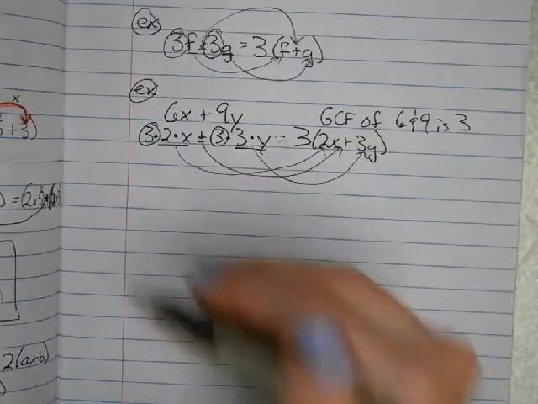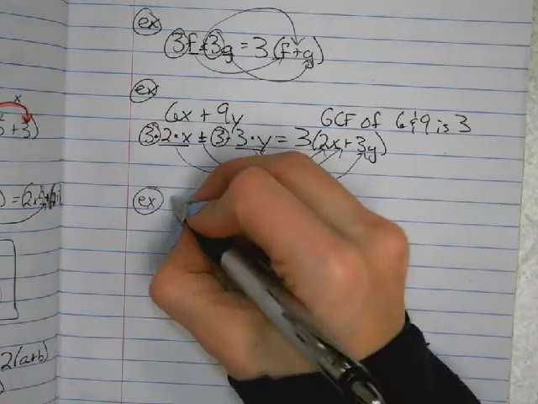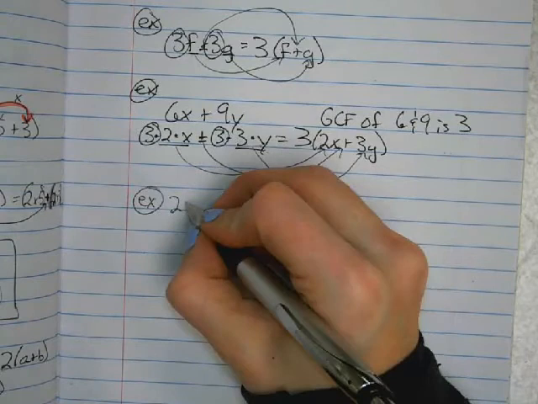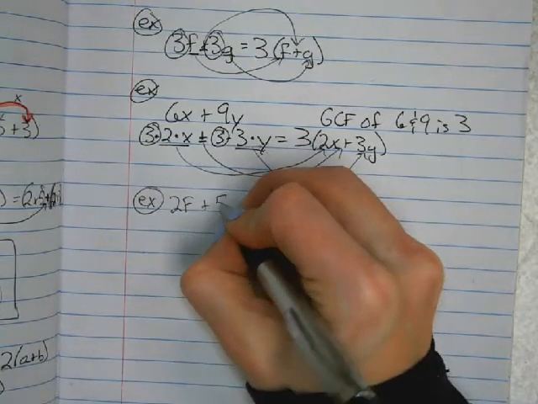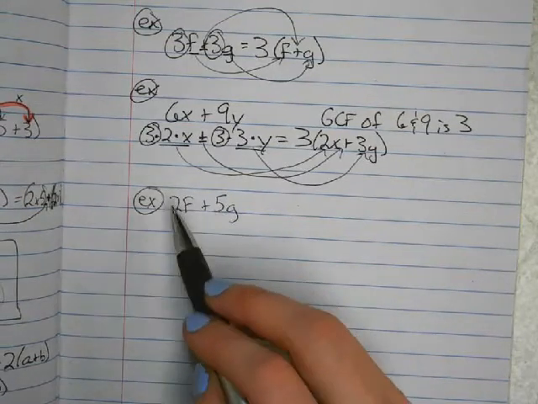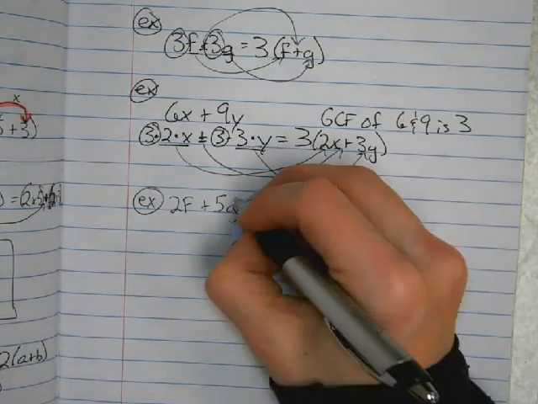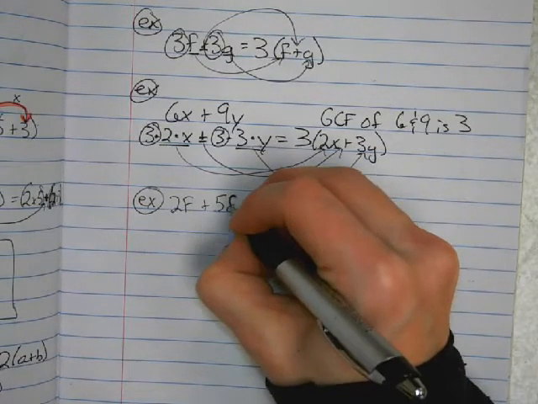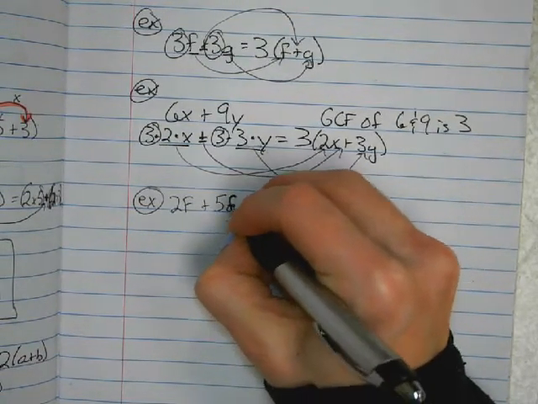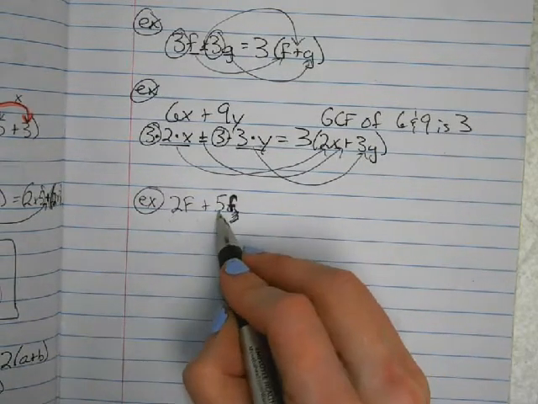Now, you also could have a situation where they give you letters, and the letters are what they have in common. So let's say we have 2f plus 5f. Well, my numbers aren't the same. I can't factor anything out of 2 and 5. I'm sorry, this should be an f. So my 2 and 5 can't be factored, but I have an f in both.